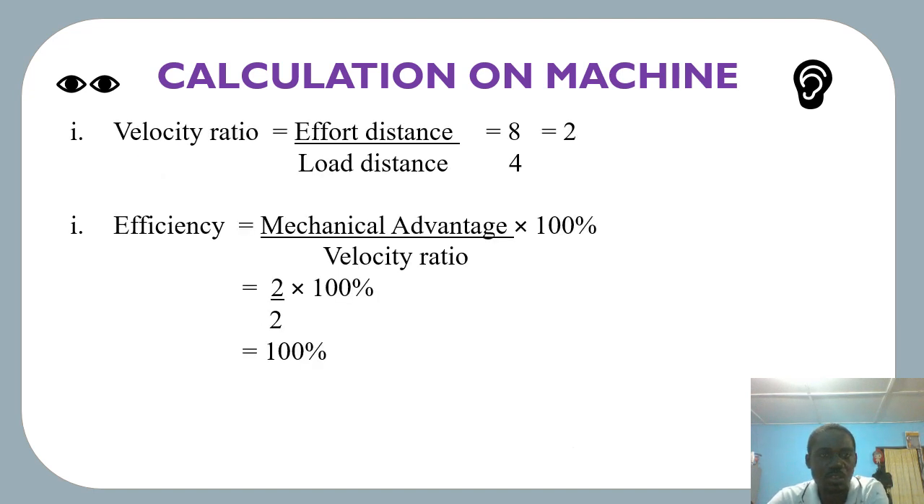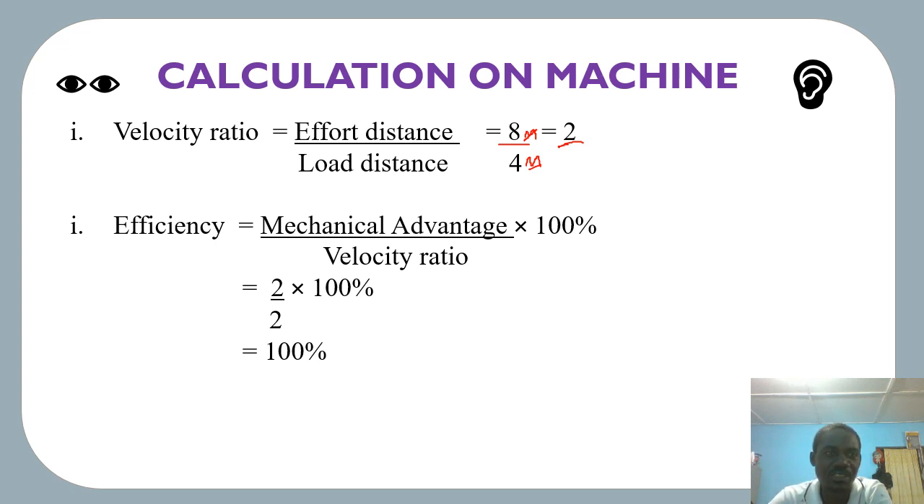Then velocity ratio. Velocity ratio is effort distance over load distance, or distance of effort over distance of load. They are all the same. So we pick from the question: our effort distance is 8 divided by the load distance, which is 4, and that gives us 2. They are all in meters. Therefore, the m will cancel the m, and there will be no unit left, and it's a ratio. Then the third one, the efficiency of the machine.